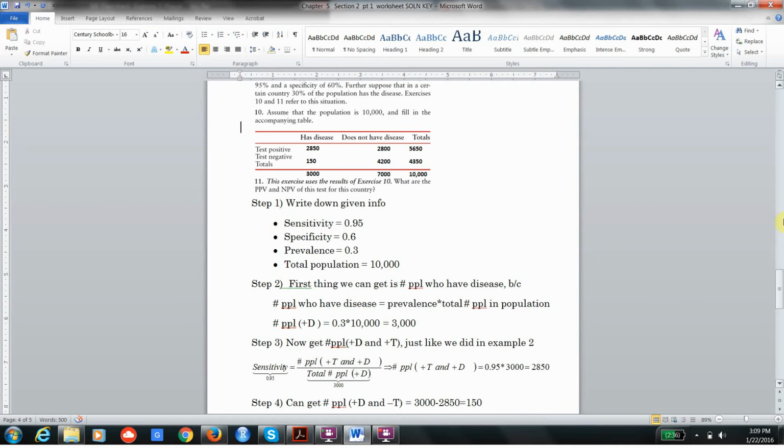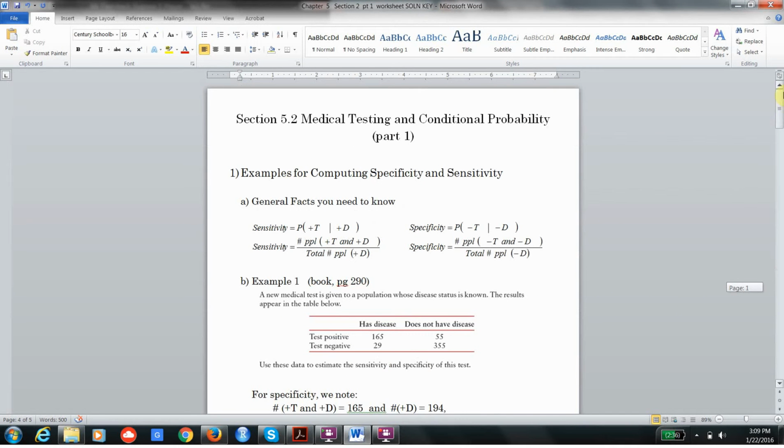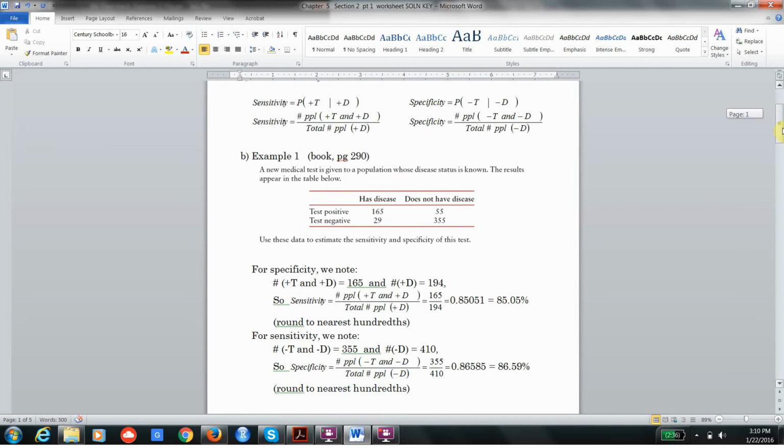Okay, so this is the solution key for the first worksheet we did on Thursday, where we were computing specificity and sensitivity. I won't bother going through these formulas. We did this before. Although there is an interpretation I'm going to talk about a little bit later regarding specificity and sensitivity. Okay. And so I'll just redo the first problem quickly.